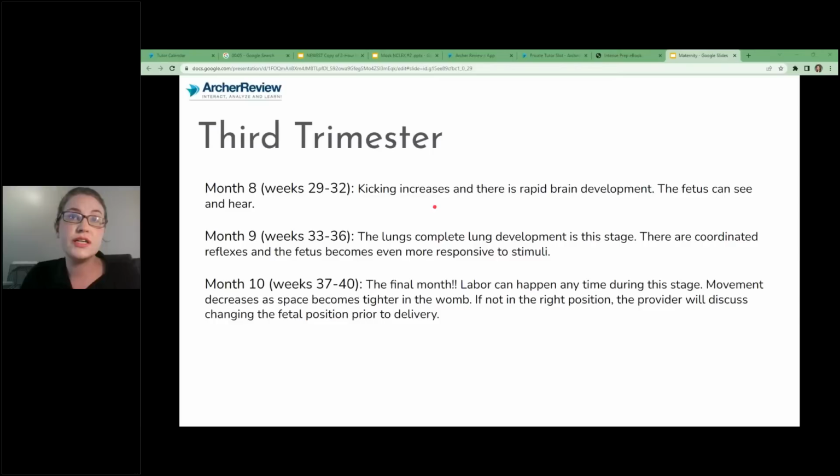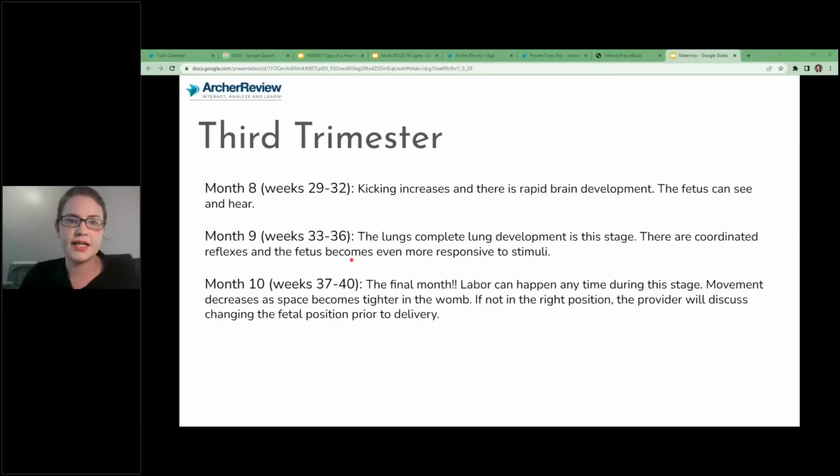This is where kicking increases, and there's definitely rapid brain development, and the fetus can actually see and hear quite well at this point. Month 9, weeks 33 through 36, the lungs complete their development after that 37th week. So that's why we call week 37 term, and week 40 is full term. 37 weeks is considered term because that's when all the organs, including the lungs, are fully developed. And really, there are coordinated reflexes, and the fetus becomes even more responsive to stimuli.